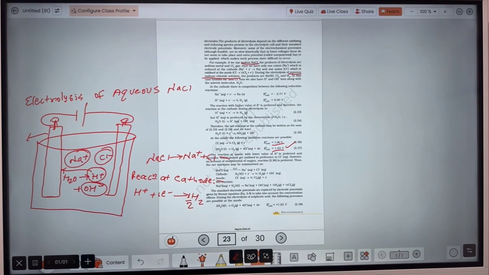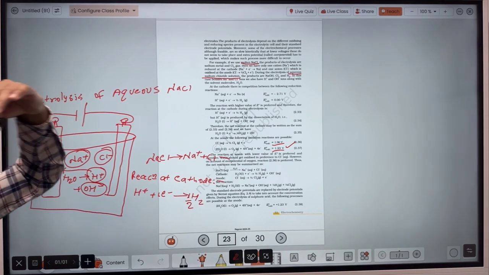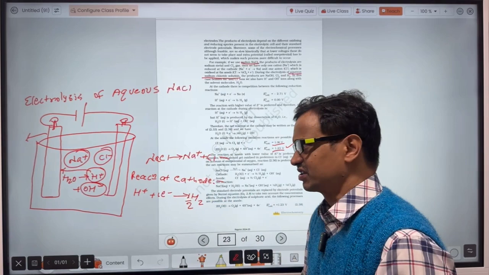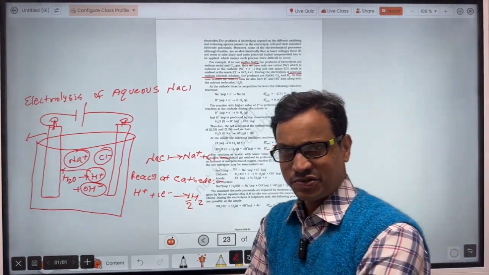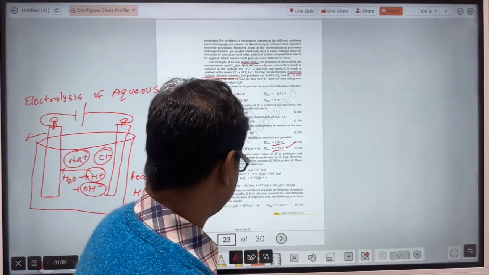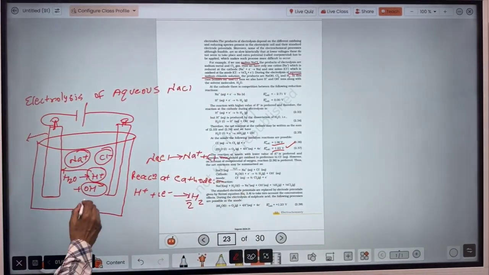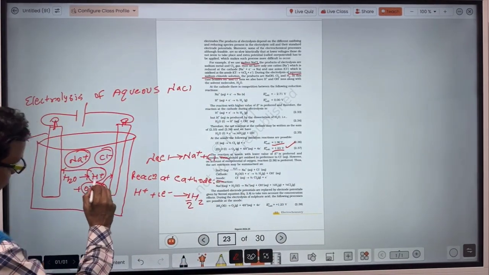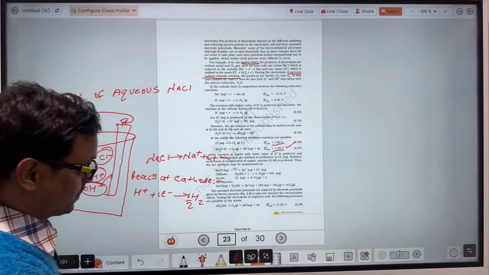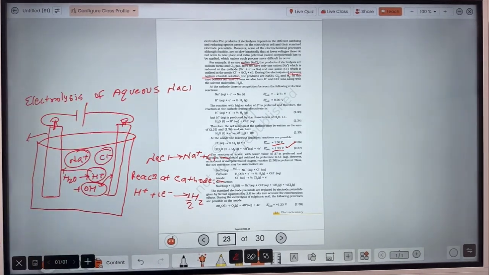will not get deposited due to the overpotential of oxygen. You already know that oxygen has overpotential. So due to the overpotential of oxygen, the OH minus ion will not get attracted towards the anode, but the Cl minus will.